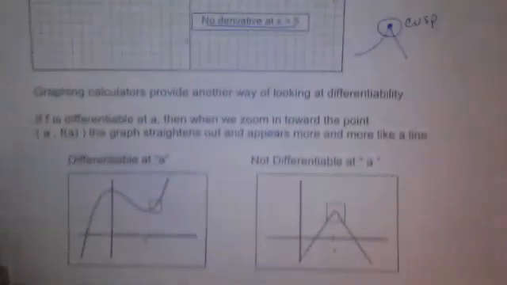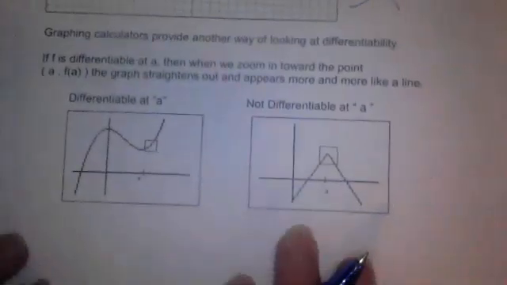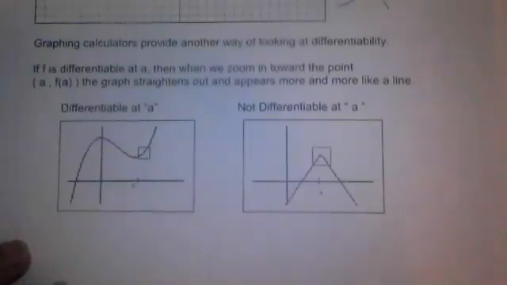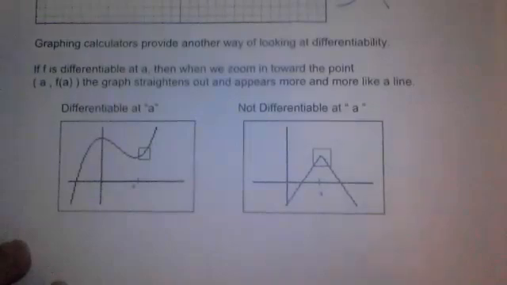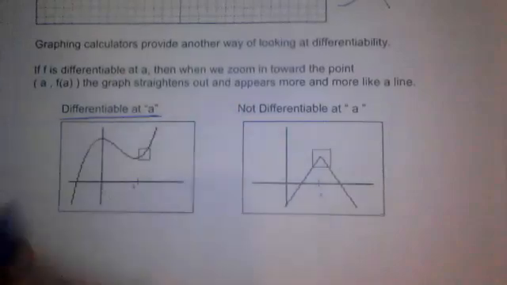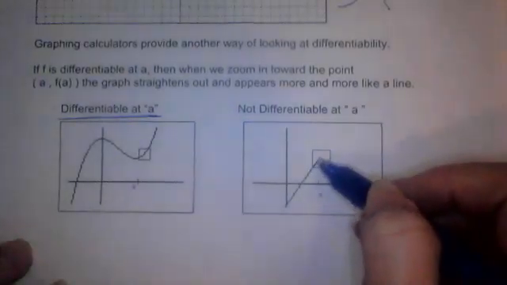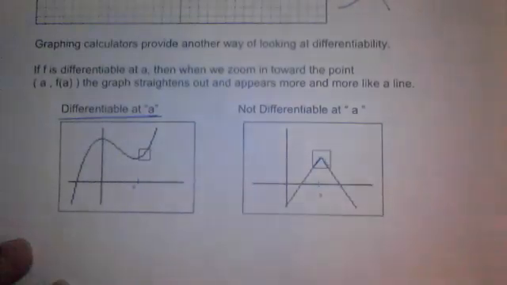Then also, visually, if you can zoom in on that space, and the more you zoom in, the more it looks like a straight line, then you would be able to take the derivative. If you keep zooming in, but it still doesn't change, it still has that sharp turn, then you would not be able to take the derivative.